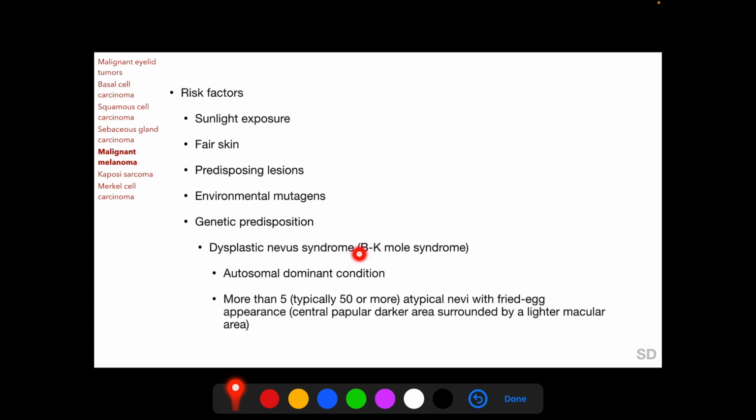The term BK arises from the names of the first 2 patients in whom this syndrome was identified, and BK mole syndrome is an autosomal dominant condition with more than 5 but typically 50 or more atypical nevi, and these atypical nevi have a fried egg appearance with a central papular darker area surrounded by a lighter macular area.